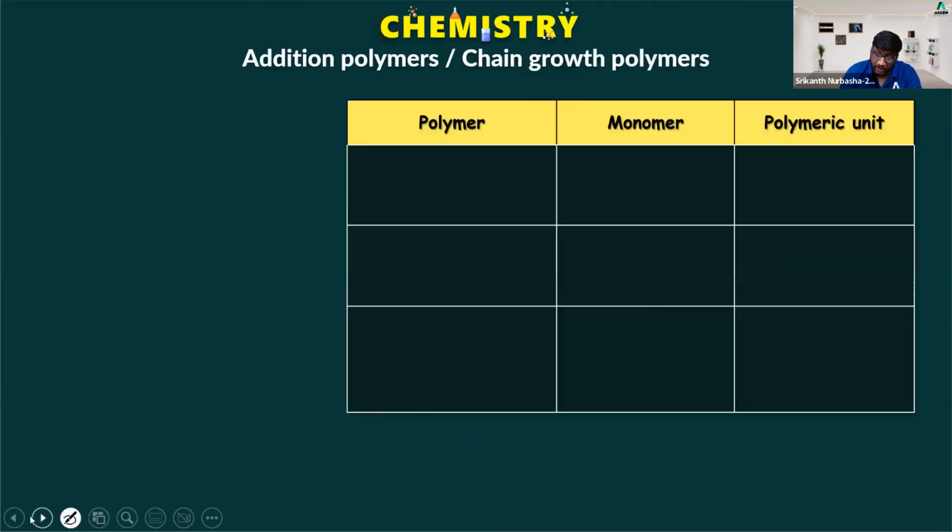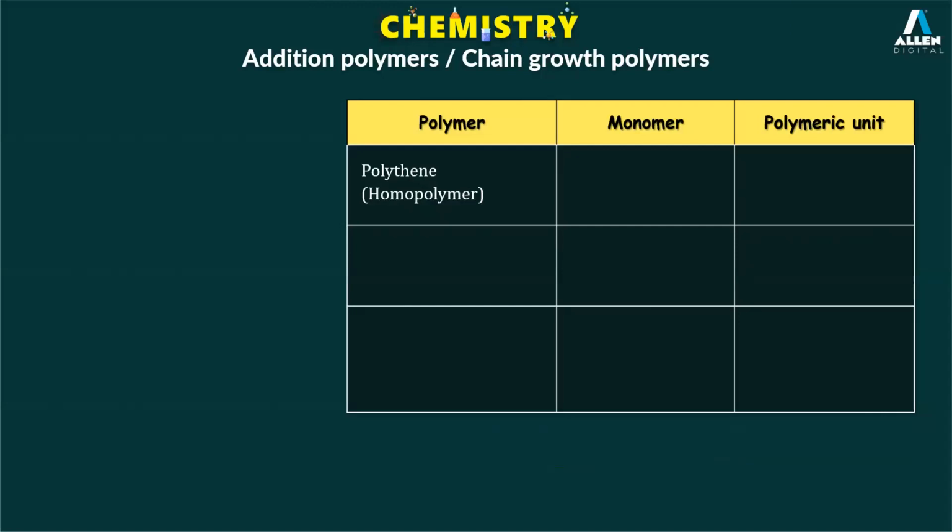Let us look at different addition polymers. If you take polythene, homopolymer means what, students? Homopolymer, copolymer. What is a homopolymer? Same monomeric unit. When we have only one type of monomer, it is said to be a homopolymer. When we have two types of monomeric units, it is said to be a copolymer. Copolymers: Buna-S, from 1,3-butadiene and styrene; Buna-N, from 1,3-butadiene and acrylonitrile. They are respective copolymers.